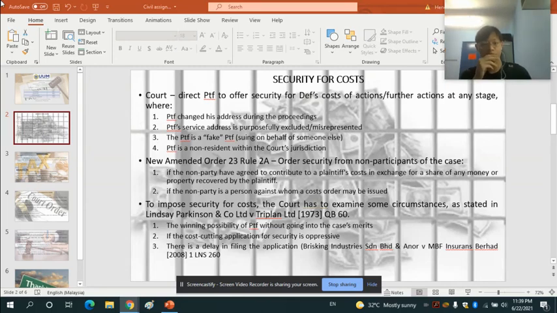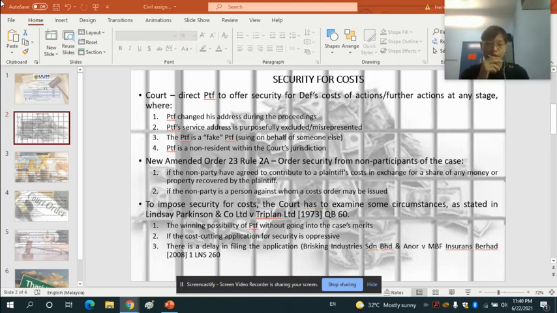In the position of Malaysia, there is a new amended Order 23, Rule 2A of the Rules of Court 2012, which is the order of security from non-participants of the case. This will happen in two conditions. First, if the non-party has agreed to contribute to a plaintiff's costs in return for a share of any money or property recovered by the plaintiff. And secondly, if the non-party is a person against whom a costs order may be issued as well.